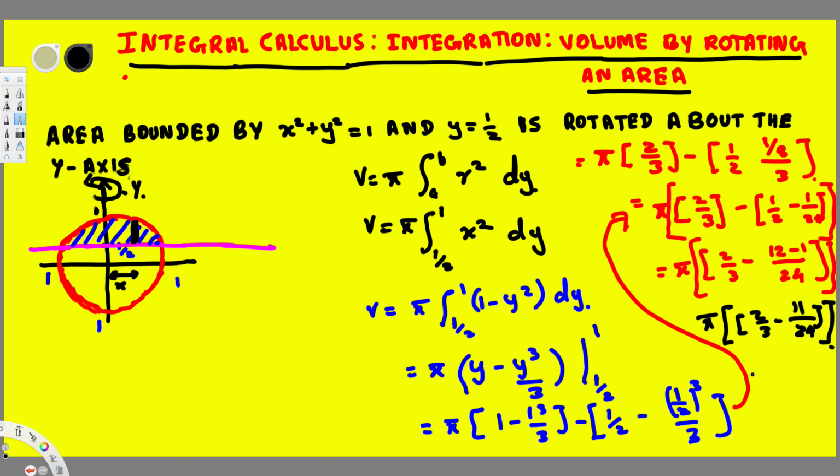Now here again we can take 24 as our common denominator. So with 24 as the common denominator, 2 over 3 is multiplied by 8. 8 times 2 gives us 16, minus 11 over 24. Finally we will end up with 5 pi over 24, and that's going to be the volume when we rotate this region about the y-axis.